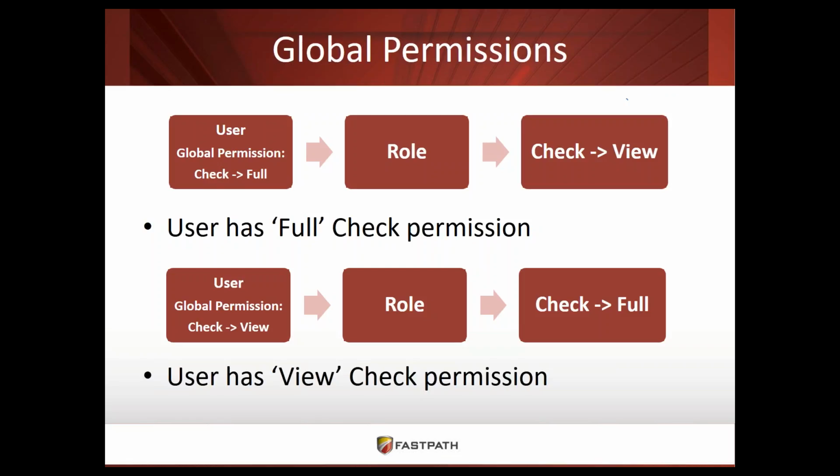And it goes the other way as well, if I wanted to use global permissions to restrict access to specific permissions. So if we reverse that and I have a role with the check permission and full access level, and I assign a global permission to a user, again with the check permission and view access level, at this point it's going to restrict that user's access for checks down to the view access level.